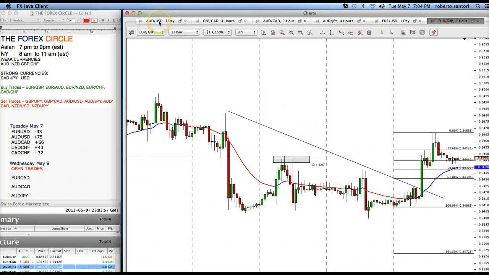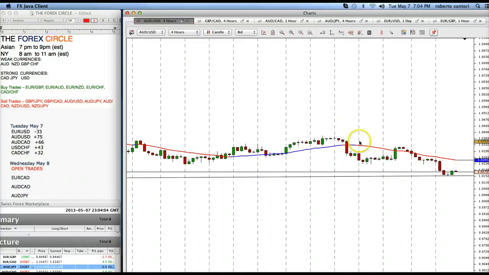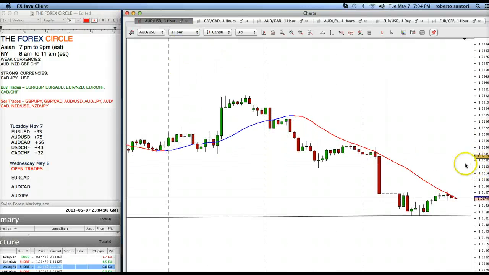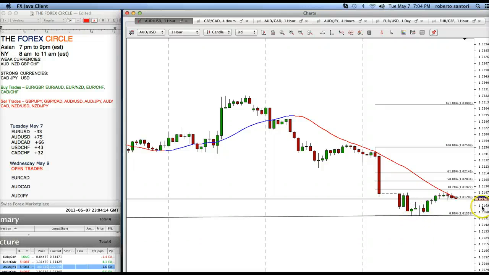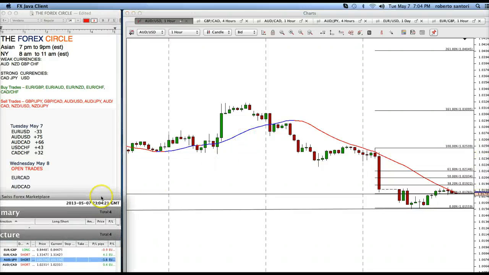The next one, still Australian dollar, still in a downtrend. 4 hour chart is starting to find resistance. 1 hour chart, again, it's continuing to sell off, so that's another sell. And let's go on to, so I have too many positions, so I'm just going to hold off on entering any more.